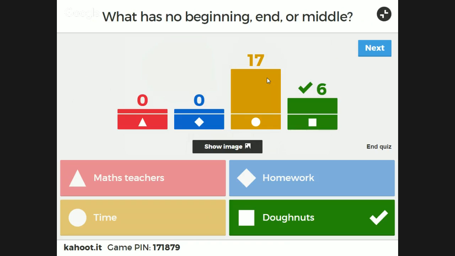No, but donuts is the correct answer because round donuts are round, and round circles do not have beginnings or ends, but the donut also has no middle. Right. Let's see what our leaderboards are doing.